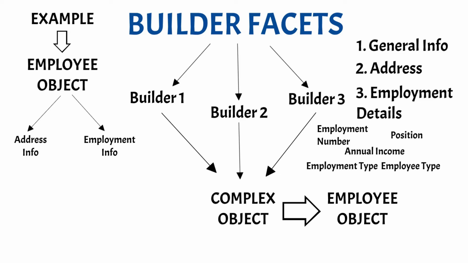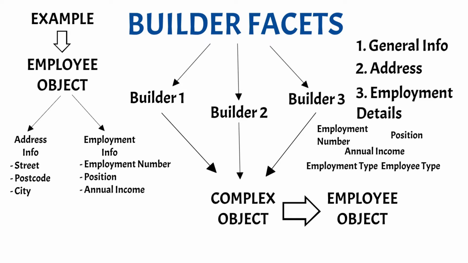Now when it comes to storing the address and also the employment details of an employee, you could imagine that address has different fields, right? Like for example the street, the postcode, and also the city. So these are the different fields which you can store in the address. And also in the employment details, as I said, you have multiple fields. So instead of storing all these fields inside your employee object, what we can do is create separate builders for address and employment details.